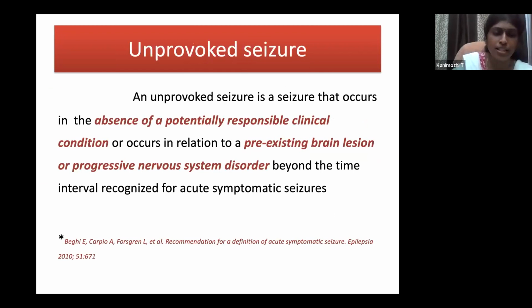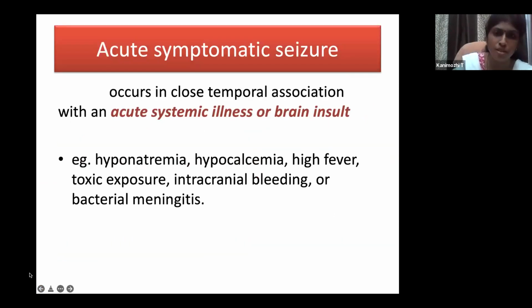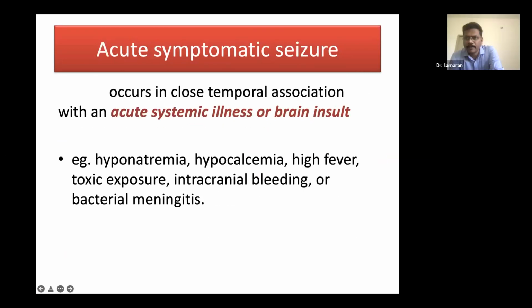An acute symptomatic seizure means something that occurs in close temporal association with an acute systemic illness or a brain insult. Example, a hyponatremia.